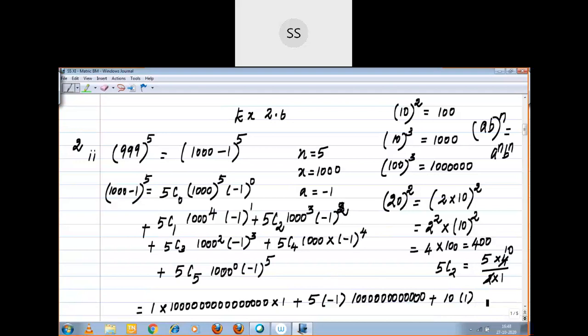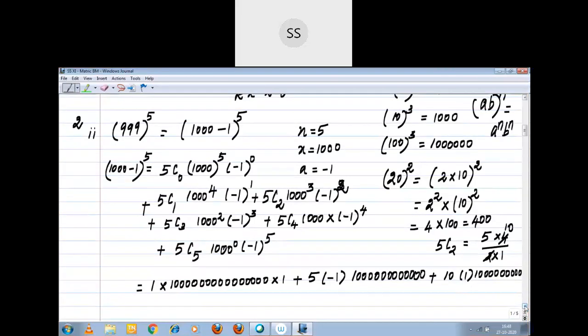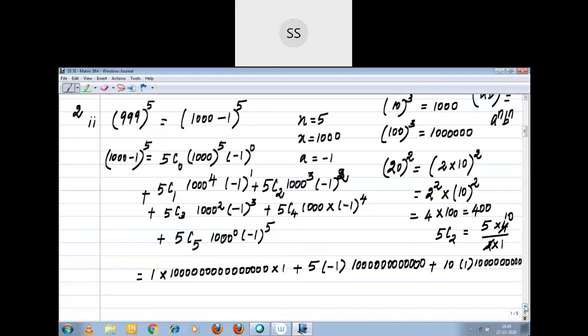10. So 10 minus 1 the whole power 2. So it becomes 1. 1000 power 3. 3 zeros into 3. So 9 zeros you want to add. 1, 2, 3, 4, 5, 6, 7, 8, 9.